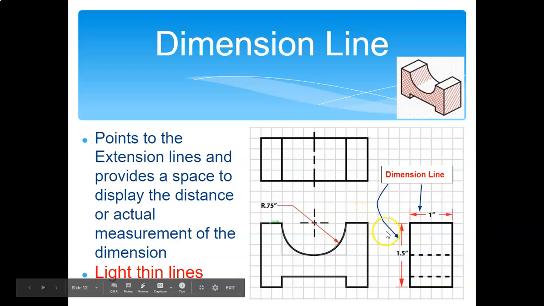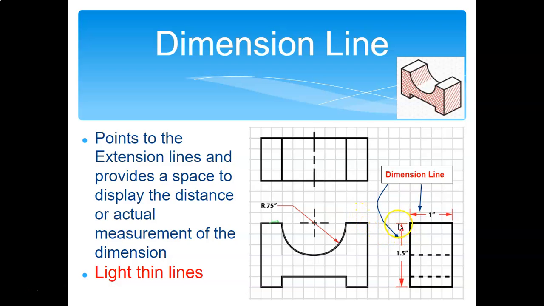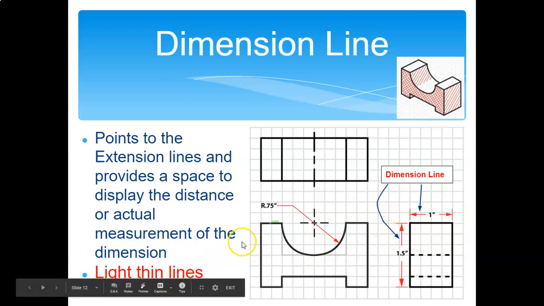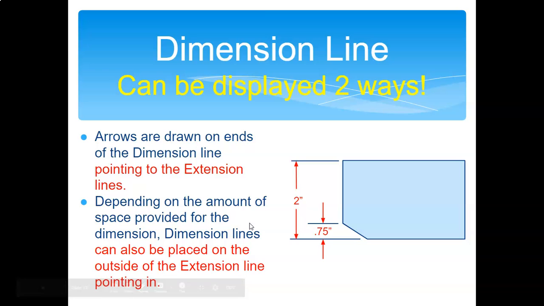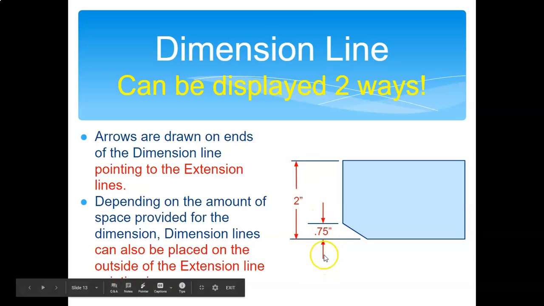The dimension lines are the ones with arrows that are pointing to the extension lines. And they are also light, thin lines. There are two different ways that you may see dimension lines themselves. Sometimes the arrows are in between the two extensions. Sometimes the arrows are on the outside, but you notice they get flip-flopped.